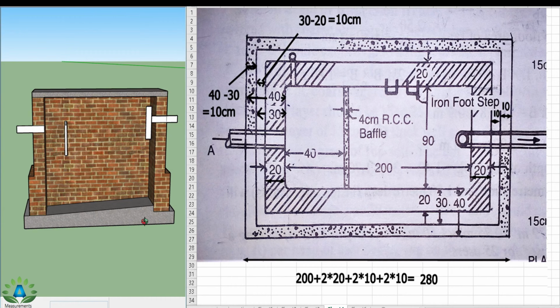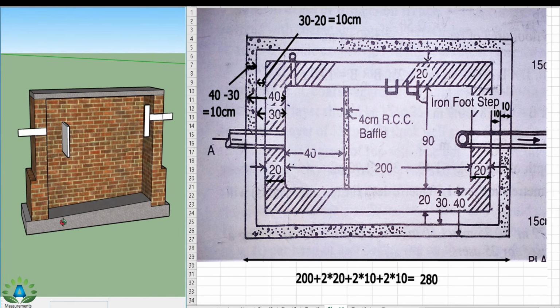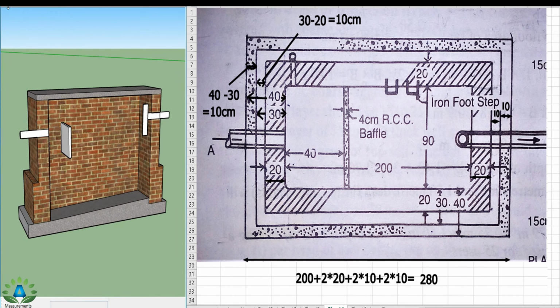Now our first step is to calculate the earthwork in excavation for the septic tank. That means we have to do the excavation of the septic tank from this portion up to this portion and up to the height of the ground level. That means we have to do the excavation of the length from this point up to this point. So we have to first calculate the length of this septic tank.